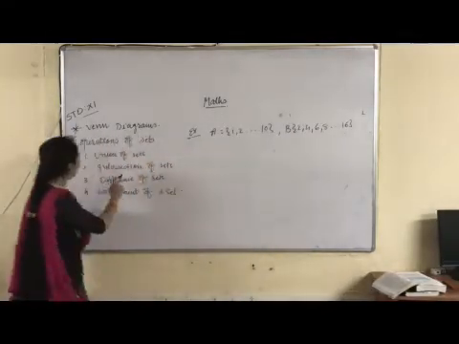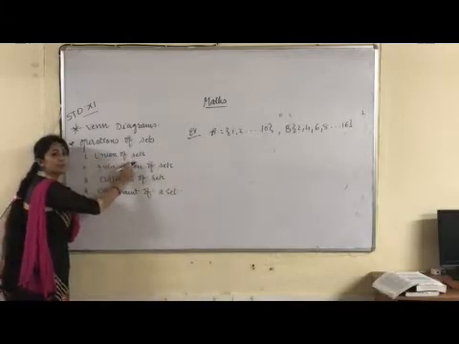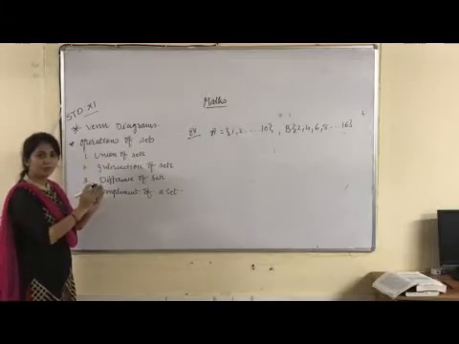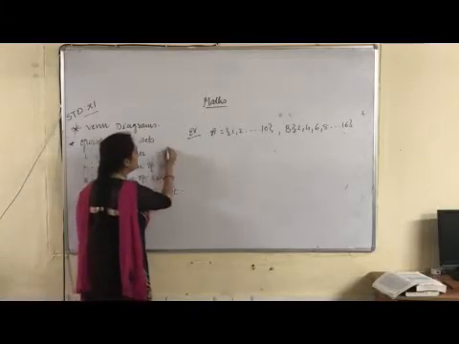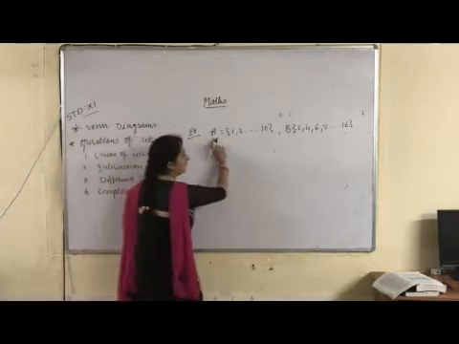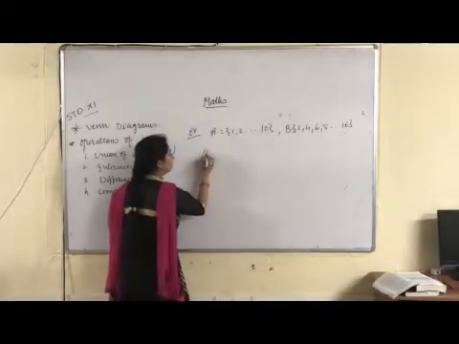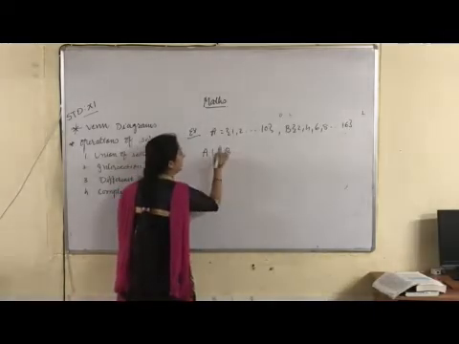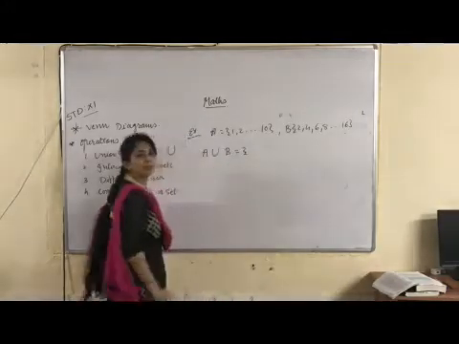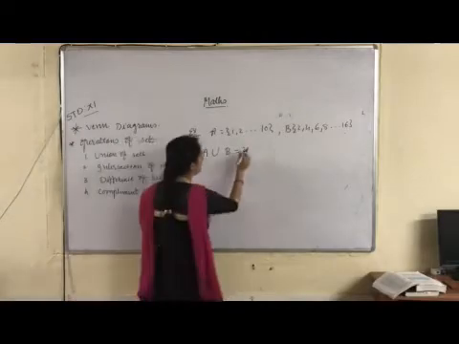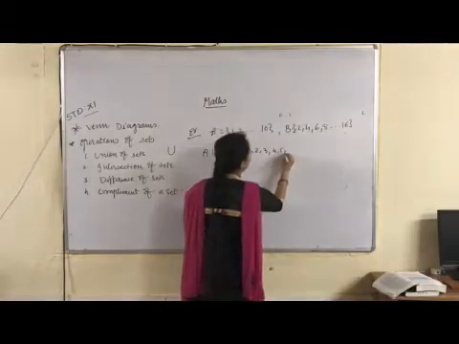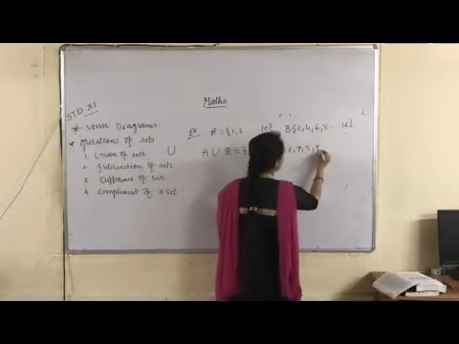Now I have to find the union of the sets. Union of sets means what? We have to club all elements together. Union is denoted by the symbol capital U. If I want A union B, I will write A ∪ B, and we read it as A union B, which is equal to... Now I have to combine all elements together. So 1 to 10 are all there: 1, 2, 3, 4, 5, 6, 7, 8, 9, 10.